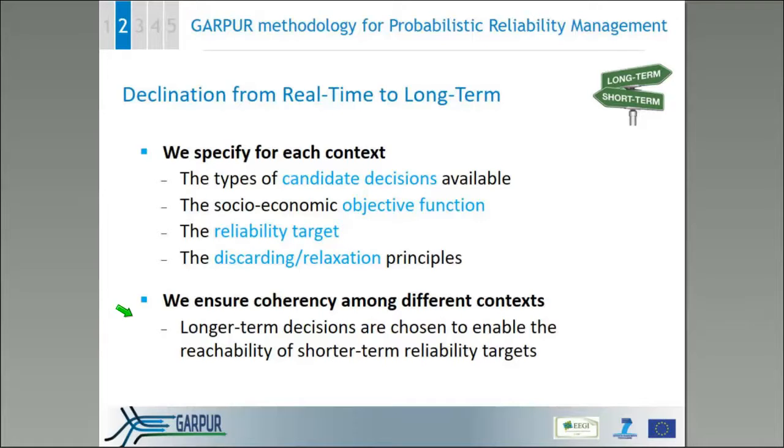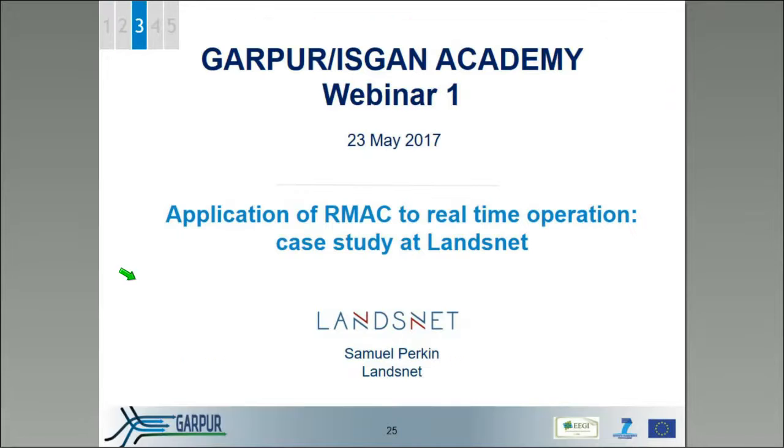And we insist on making the long-term context decision-making coherent with the shorter-term context decision-making processes. So in general, we can say that we impose that longer-term decisions are chosen so as to enable the reachability of shorter-term reliability targets, meaning that, for instance, in operation planning, the operator would then take decisions so as to make sure that over the next day the reliability target and RMAC can be satisfied by the operator, given the uncertainty that is present the day ahead.